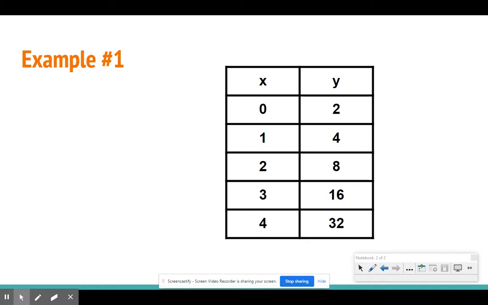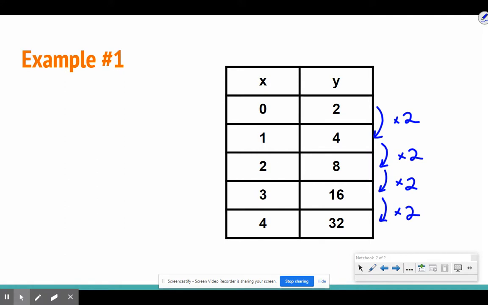Now, if we're looking over here on our y's, we notice that we add 2, add 4, add 8, add 16. So this can't be linear. Okay, so then I move on to my exponential. Going from 2 to 4, I'm multiplying by 2. 4 to 8, I'm also multiplying by 2. 8 to 16, that's multiplying by 2. And 16 to 32, that's also multiplying by 2.